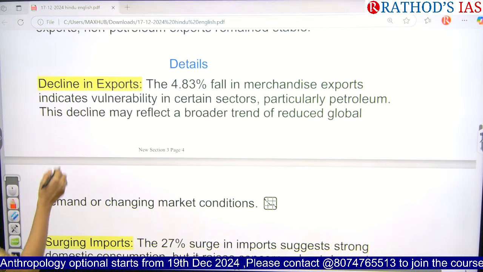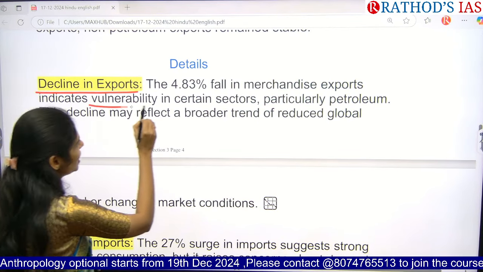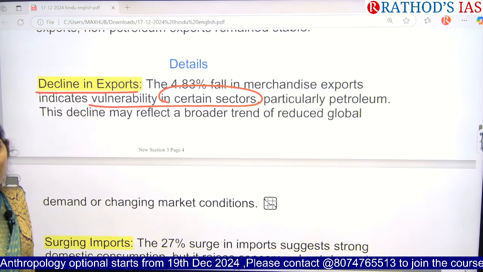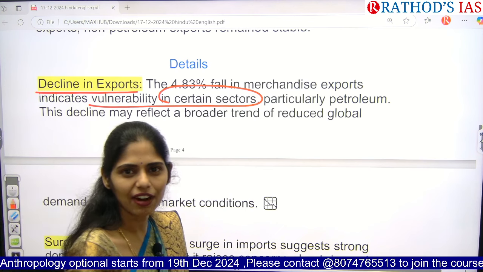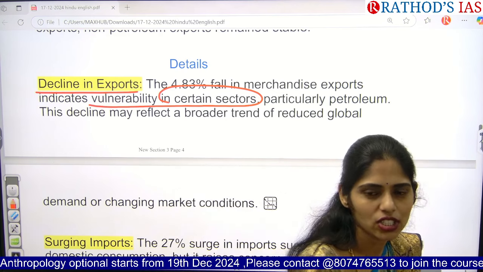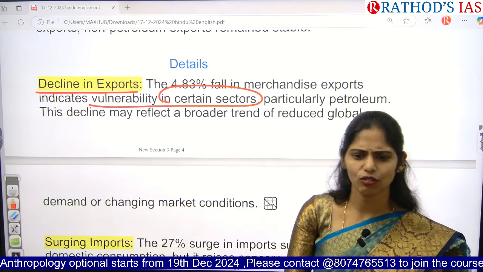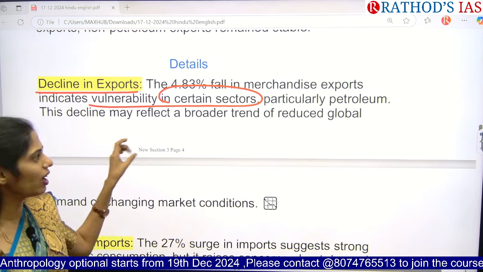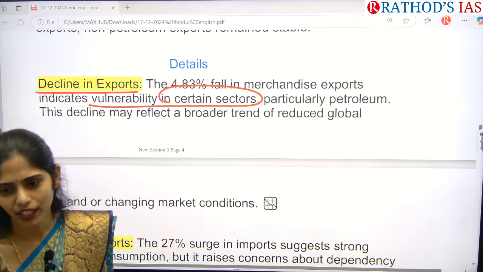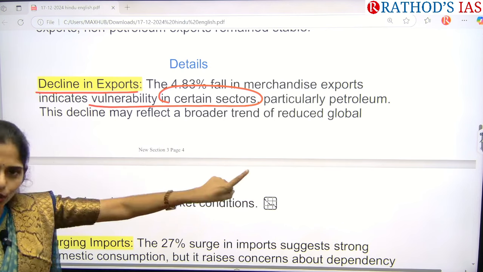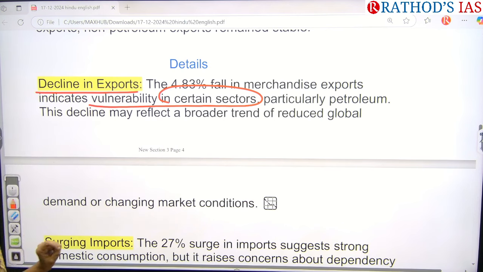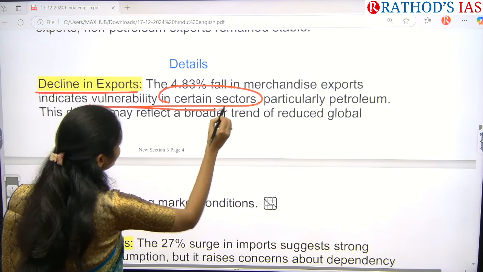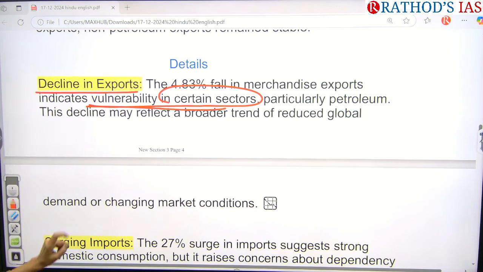Okay, so this article is saying that there is a decline in exports. That means we can see that certain sectors, especially petroleum products, have vulnerability. We will be importing crude oil, and after that we go for fractional distillation, and we will be generating different products like Vaseline, gasoline, kerosene, diesel, petrol, right? We are very good at exporting these petroleum products to different countries. Actually, these petroleum product exports have decreased in our country. That means we can say certain sectors are very much vulnerable.